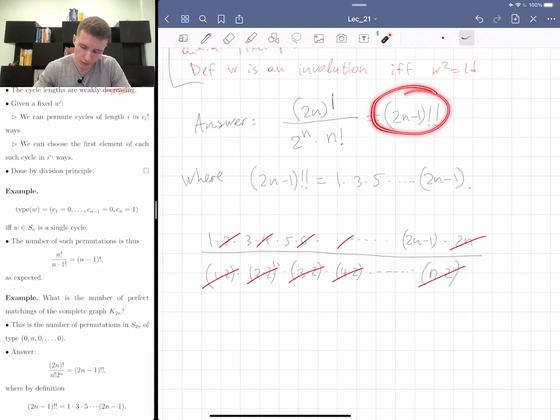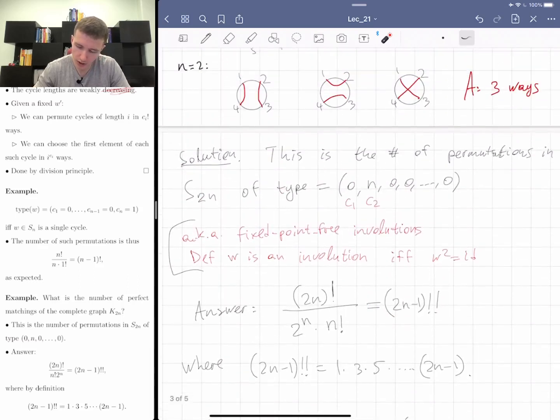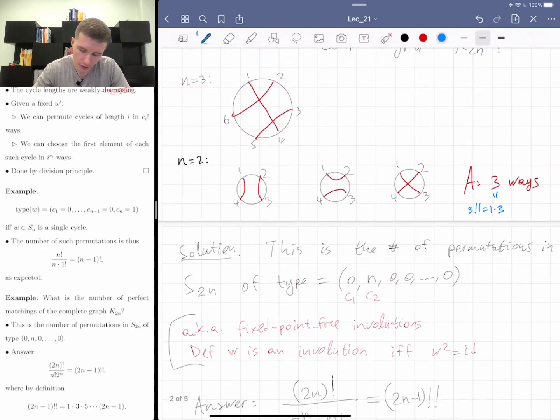And in particular, for n equals 2 the three ways is secretly 3 double factorial, which is 1 times 3. So the next number, for n equals 3, is going to be 1 times 3 times 5, which is 15, I think. Okay, and that's a nice application. A completely combinatorial problem that a priori has nothing to do with permutations, but the easiest way to solve it is to use a formula for permutations.